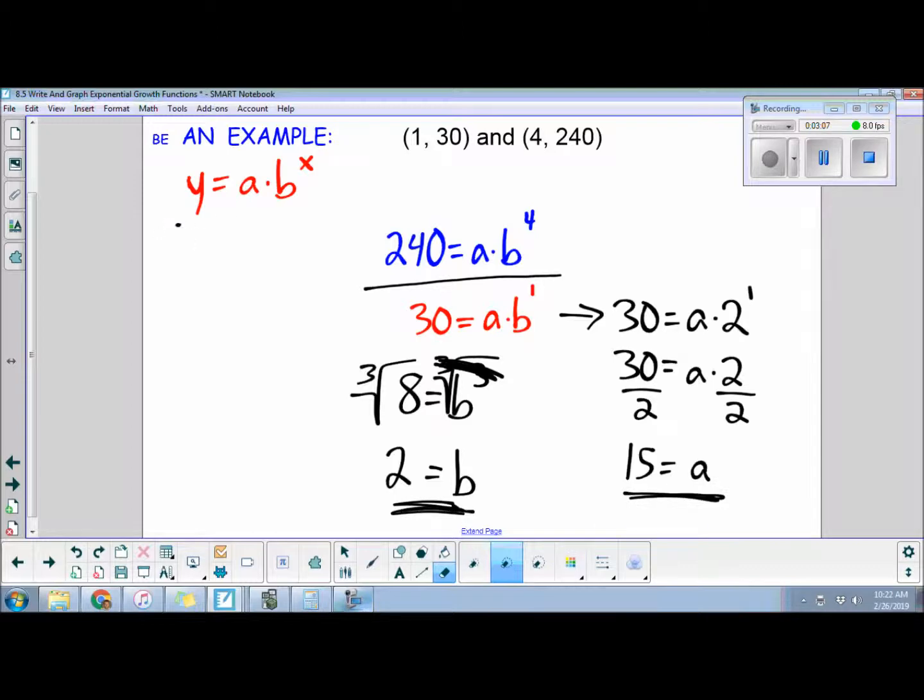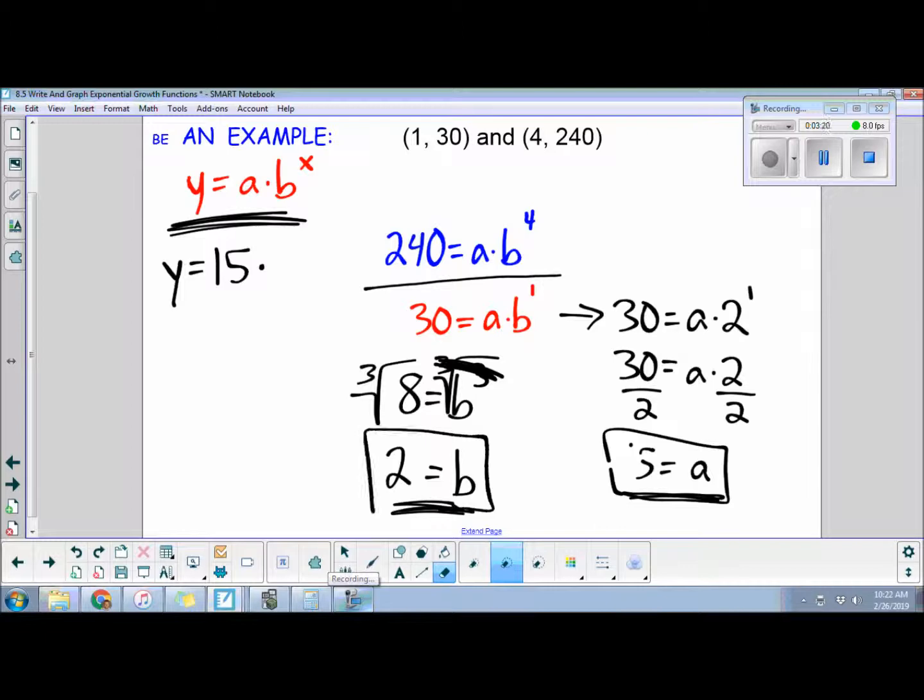How do I put these two answers into an equation? Well, I use the original exponential form that we were given. Y equals, our a value was 15, times our b value is 2, meaning it's doubling each time, and that would be to the power of x. So here is my exponential equation: 15 times 2 to the power of x. I'm going to leave that there.